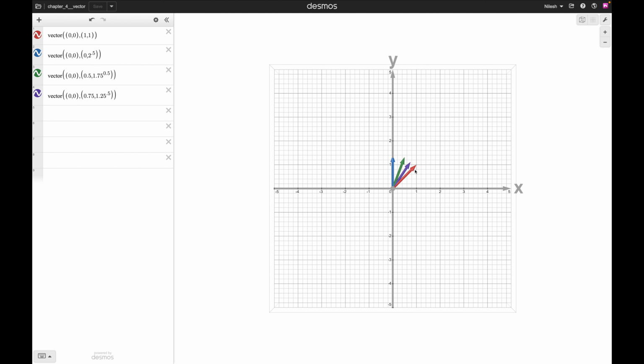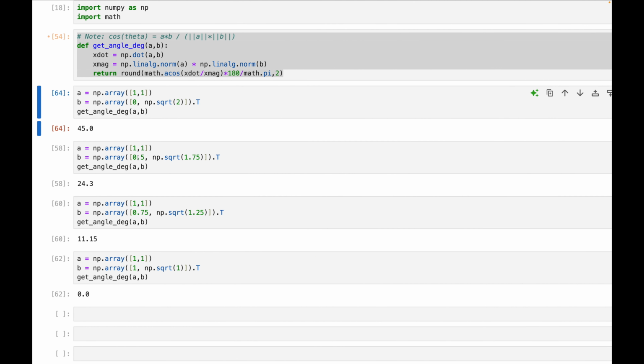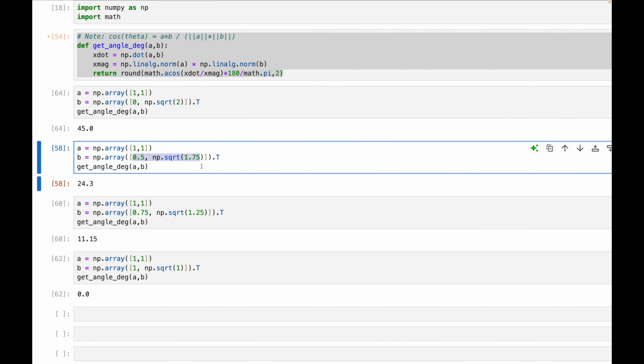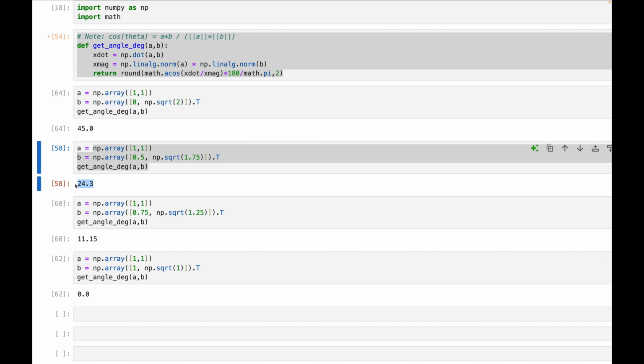Now let's say we did one iteration of the neural network training, and we came to this new arrow, which is the green arrow, and now the coordinates are 0.5, square root of 1.75. So if we take 0.5, square root of 1.75 and try and find the angle between those two, wow, we are getting closer to 0.